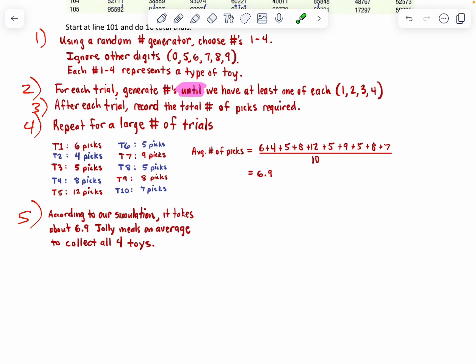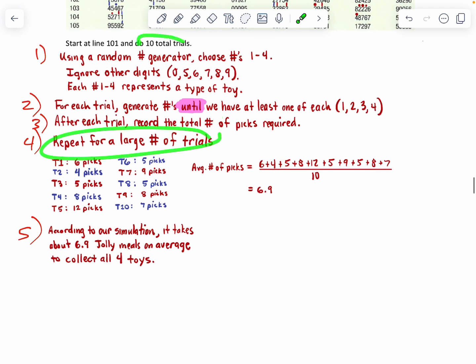But after we repeat for a large number of trials, it told us to do 10 trials, then I'm going to average these together. How many meals on average did I have to buy to get all 4 of these stupid toys? It ends up being 6.9, and here is our conclusion.